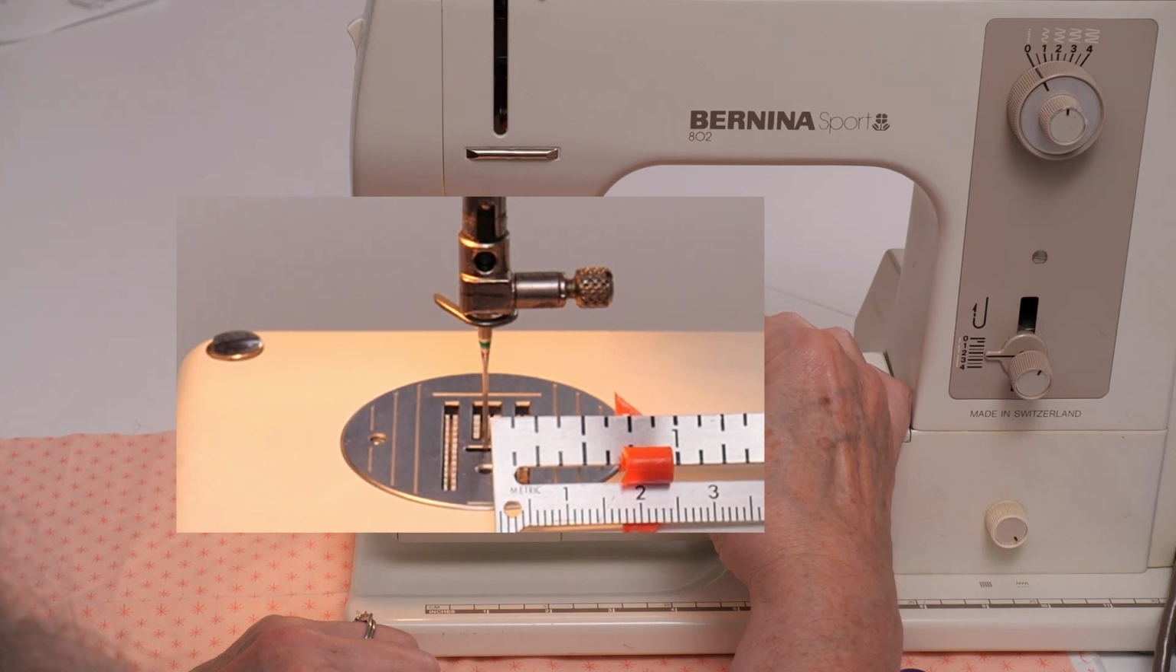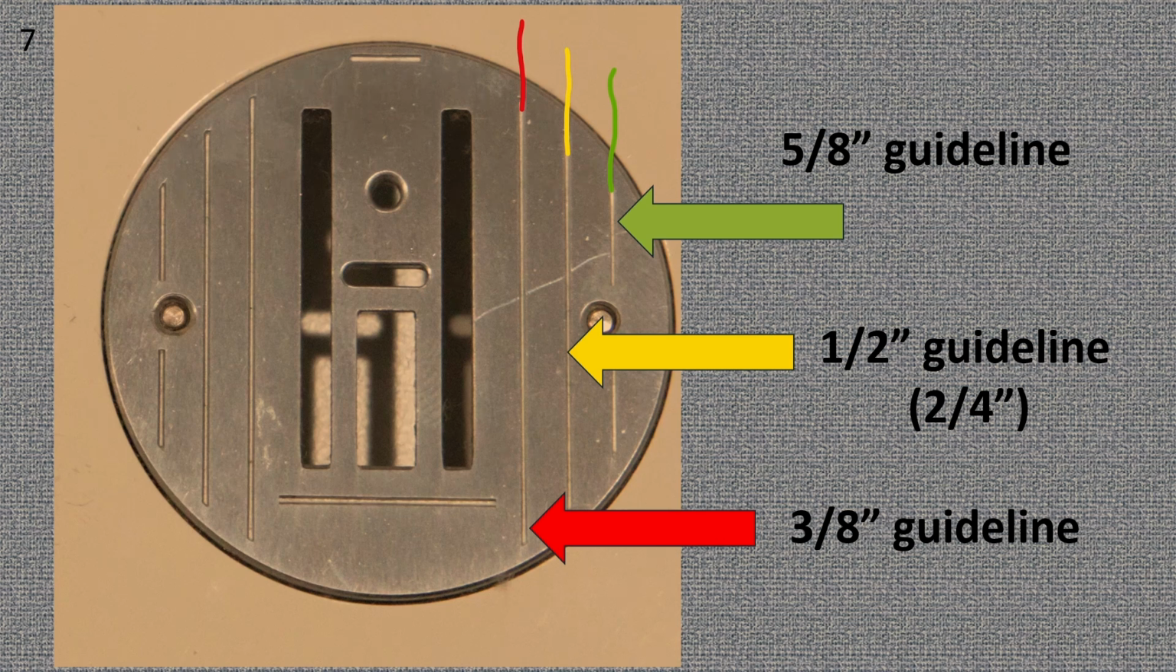You can use any ruler that has 1/8 inch marks on it. Here's a photo that shows the measurements we found for each line. The first line closest to the needle marks a 3/8 of an inch seam allowance, with the red arrow. The second line makes a 1/2 inch seam allowance, the yellow arrow, and the third line, the green arrow, makes a 5/8 inch seam allowance.